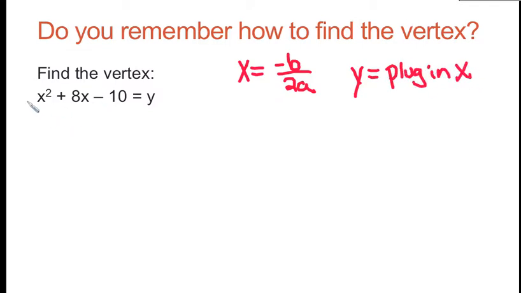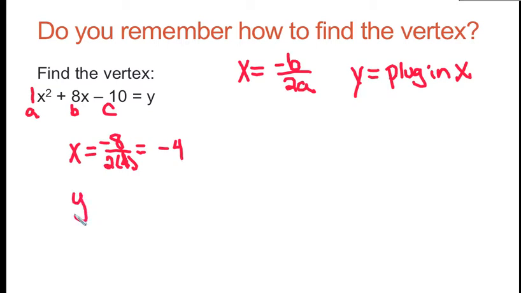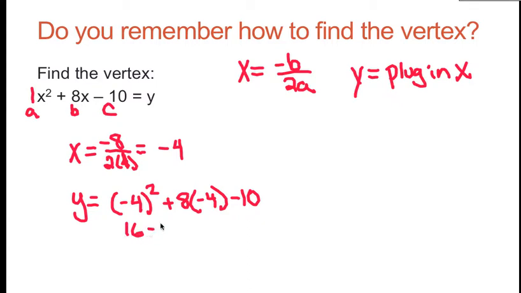So our vertex here, let's see here, it's 1x squared, so a, b, and c. So x value equals the opposite of b, so negative 8 over 2 times our a value, which is 1. So negative 8 over 2 is negative 4. And then our y value, so we have negative 4 squared plus 8 times negative 4 minus 10. So let's see, this is 16 minus 32 minus 10, so we have negative 26. So our vertex is the coordinate negative 4, negative 26.